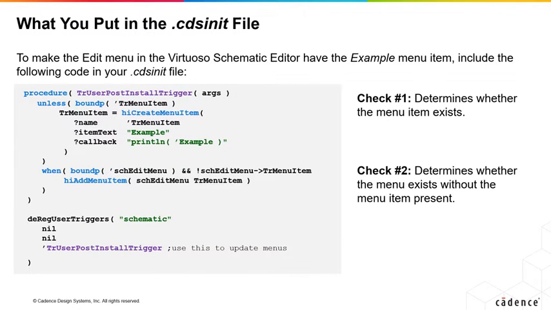So here's an expanded example of what you're going to put in your .cds init file. First of all, you're going to define the TR user post install trigger, which will again check that the menu item does not exist. If it does not, it will create it with hi create menu item. Then in the second part of the code, it will check if the schematic edit menu is there and the menu item is not there. And assuming it is there and the menu item has not been added, it will then call hi add menu item, to add your new menu item to the menu.